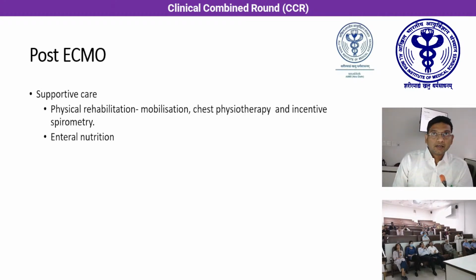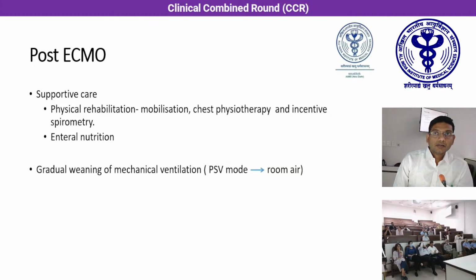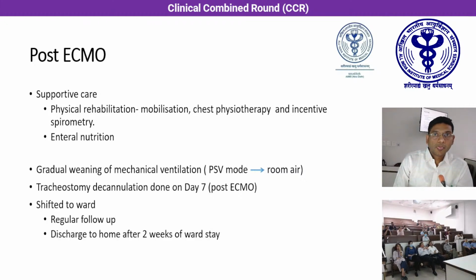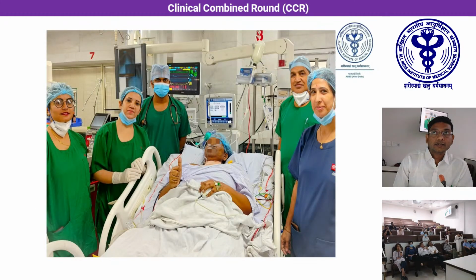Post ECMO, all the supportive care was given, with utmost emphasis on physical rehabilitation with the help of mobilization, chest physiotherapy, and incentive spirometry, and enteral nutrition was given. After that, we also did a gradual weaning from mechanical ventilation. Initially she was on PSV mode, followed by room air, and she was observed for 24 hours. She was able to maintain on room air. So we did a decannulation of the tracheostomy on day 7 post ECMO, and the patient was shifted to the ward. We took regular follow-up, and the patient was discharged from the ward after 2 weeks of ward stay.